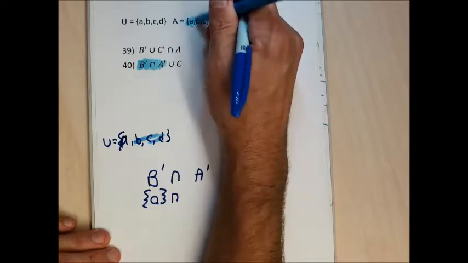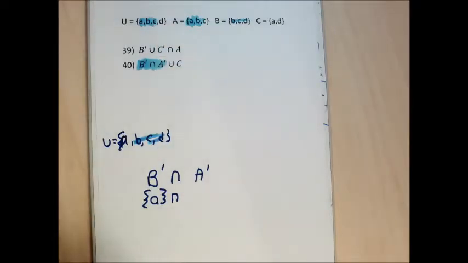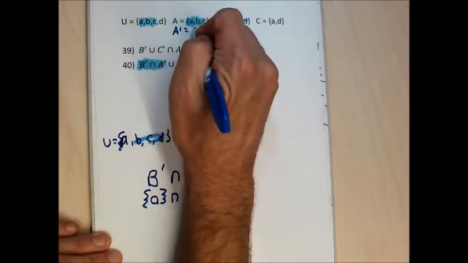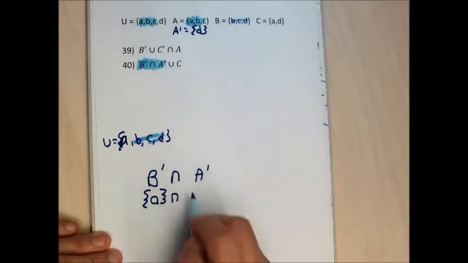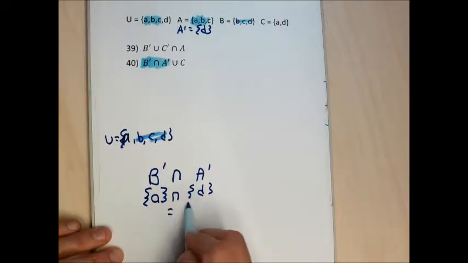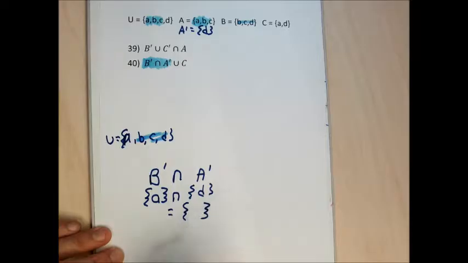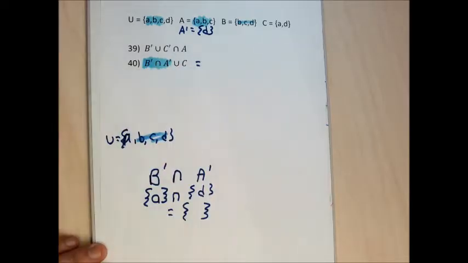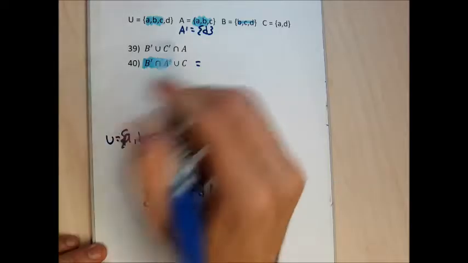A complement you get by taking A, B, and C from the universal set, and when I do that, A complement is just going to be D. So what I'm doing is I'm intersecting these two sets. I'm finding what these two sets have in common. They have nothing in common, so the answer is the empty set. It's probably going to be nicest to write the empty set like that. So as I go to do number 40, this right here, the B complement intersection A complement, is going to be the empty set.